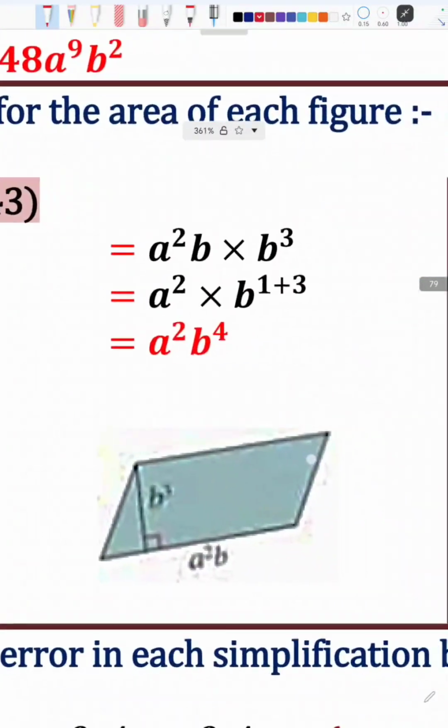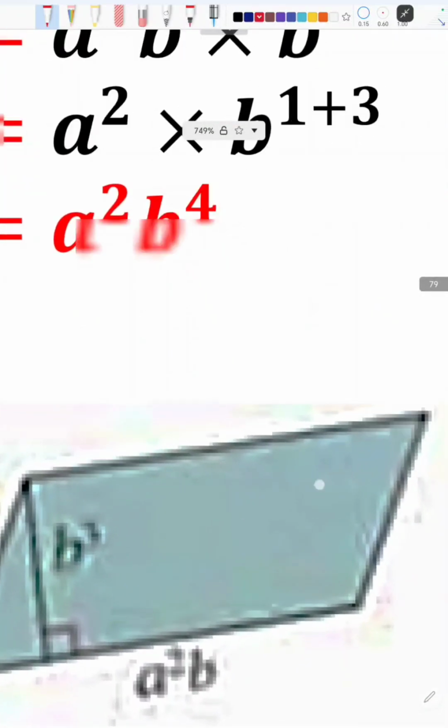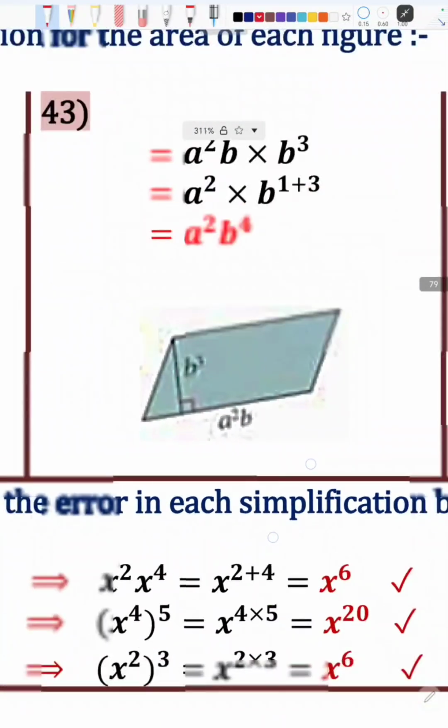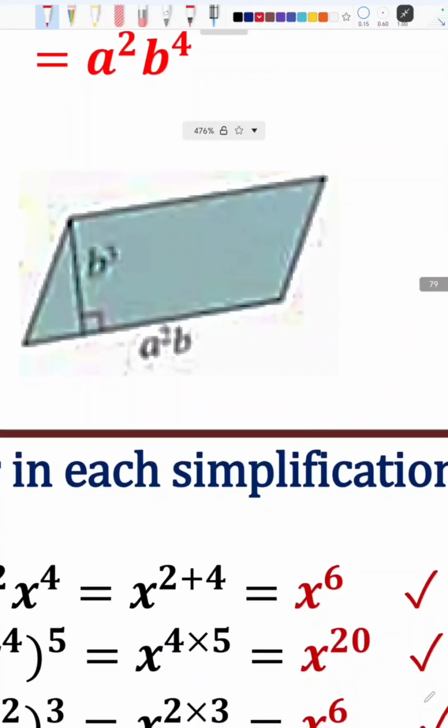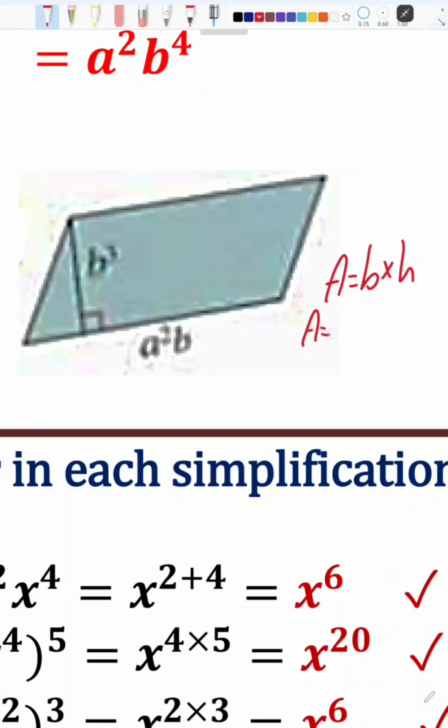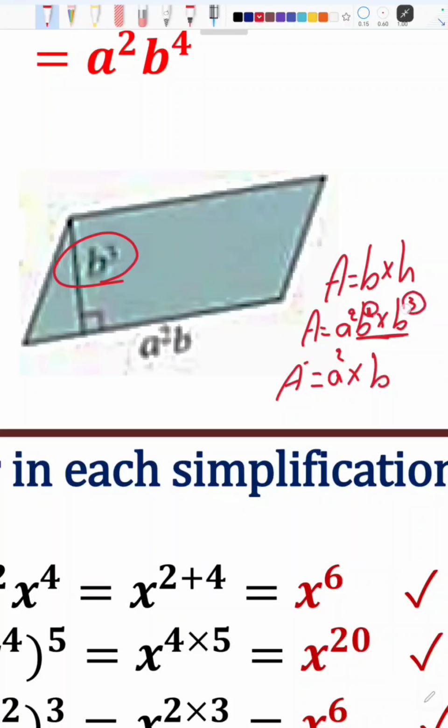Okay, sometimes we have multiplying powers in geometry. So what's the area of a parallelogram? Area of a parallelogram is base times height. Okay, area is equals to base, which is a power 2 b, times height, which is b power 3. Okay, area equals to, there is only one a, so when there is nothing, it will be 1. Now you have the same base, add the exponents, 1 plus 3 equals to 4. So area is equals to a power 2 b power 4.